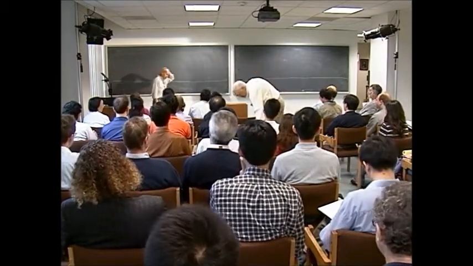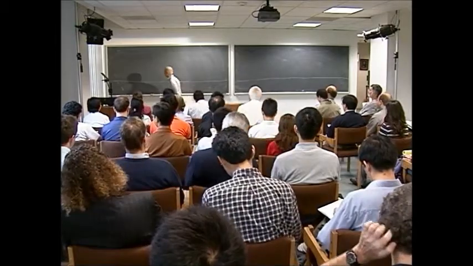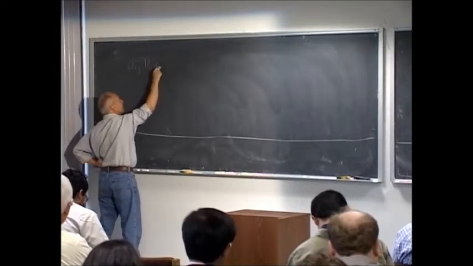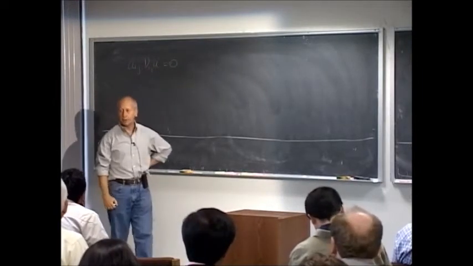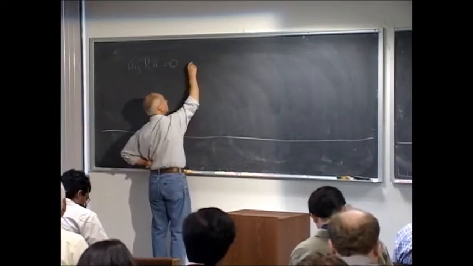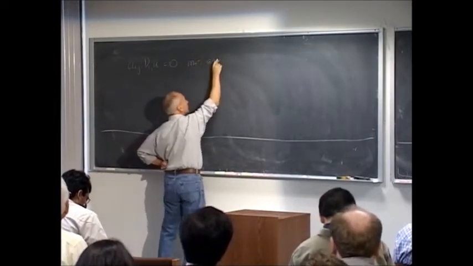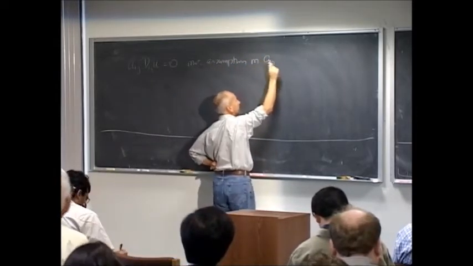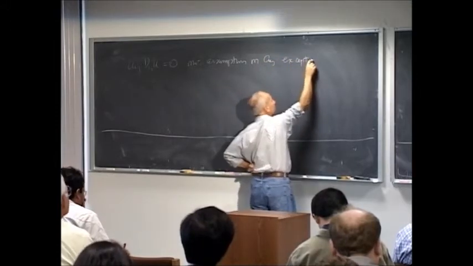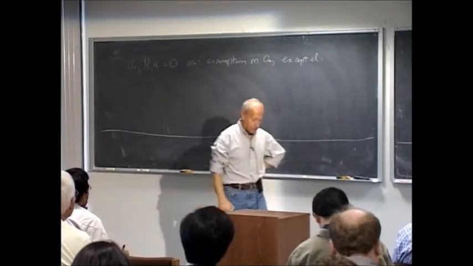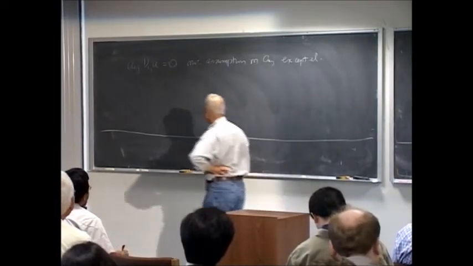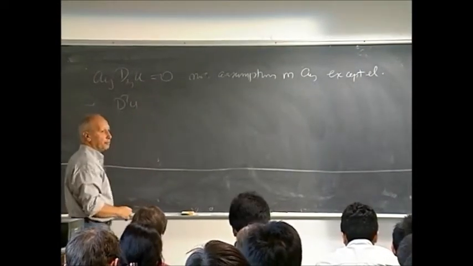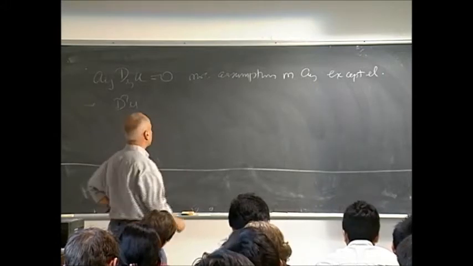Okay, so let me review a little bit the situation. We studied equations a_ij D_ij of u equal to 0 with no assumptions on a_ij except ellipticity. And we said that this is the same as prescribing that if you look at the Hessian of u, at every point, the positive and the negative part are comparable.